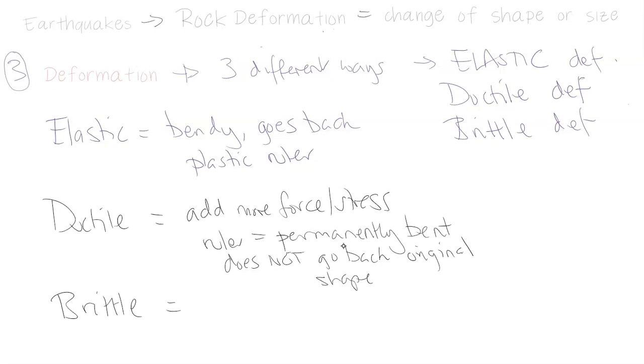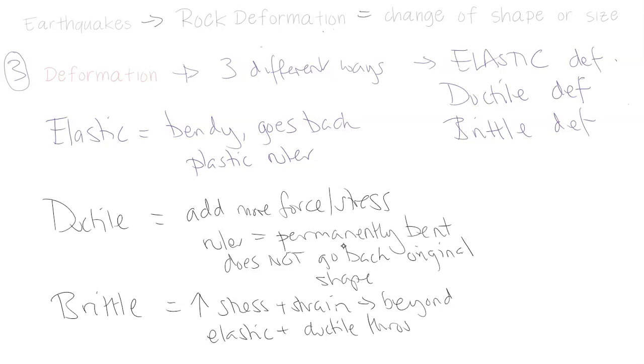Okay, so this one basically is, again, you are increasing the stress and the strain beyond, let's say, the elastic and the ductile thresholds of that ruler, and you are going to physically break or rupture the ruler. So now you have 2 rulers, completely useless to measure with, but you're now 2 rulers. You've applied enough stress and force to it that it breaks.